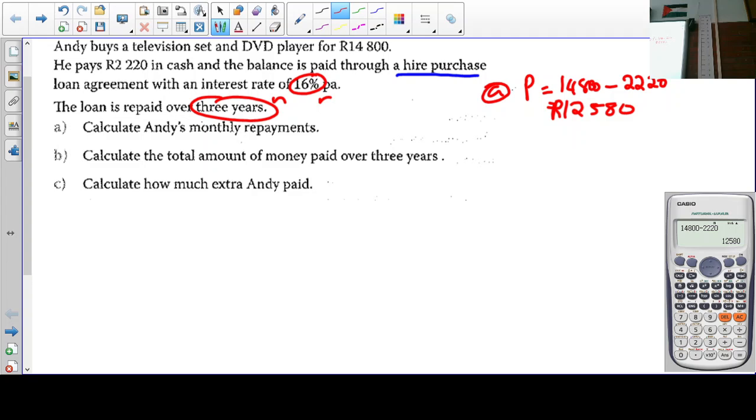So can we calculate his monthly repayments at this point? No. We must first add the interest to this amount. How are we going to calculate the interest? Which formula are we going to use? The simple interest formula, which is A is equal to P into 1 plus I times N. Again, why am I using the simple interest formula? Hire purchase. So you do that calculation for me and then you work out the monthly installment.